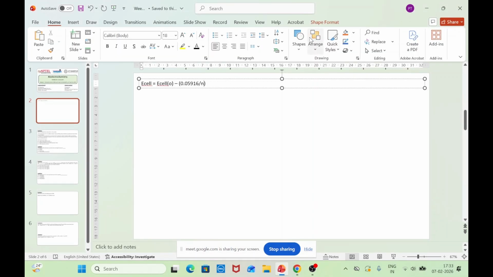So I hope here we were trying to write the equation for the cell that has reached equilibrium, or we are trying to modify the Nernst equation for the cell that has reached equilibrium conditions.